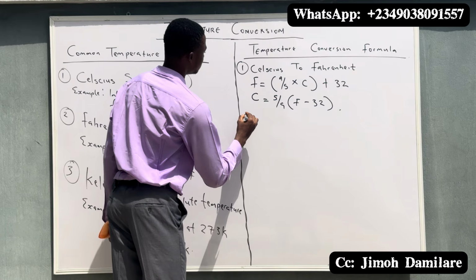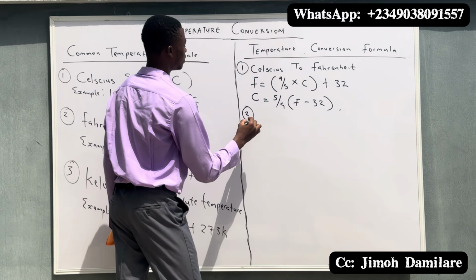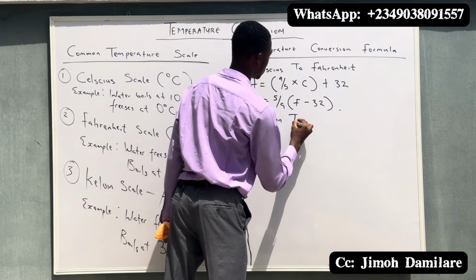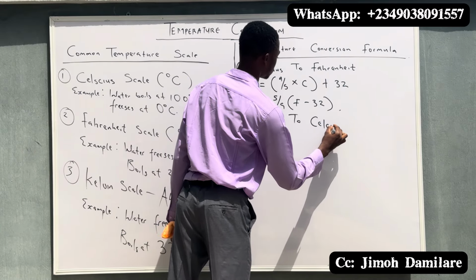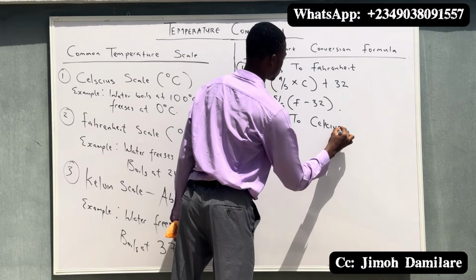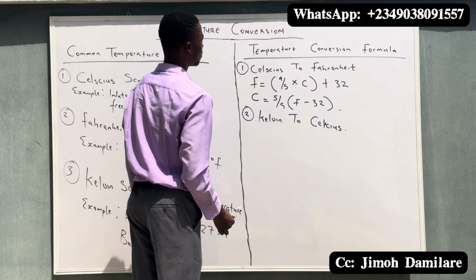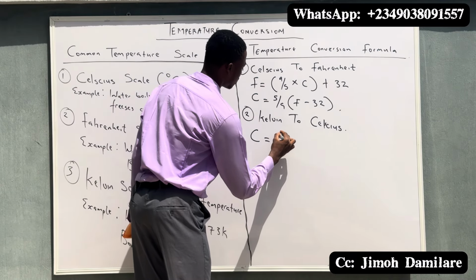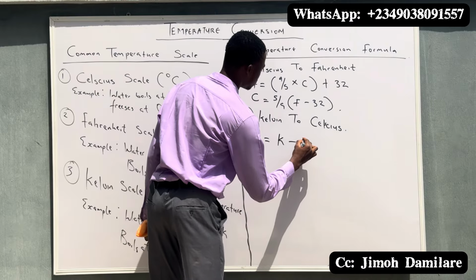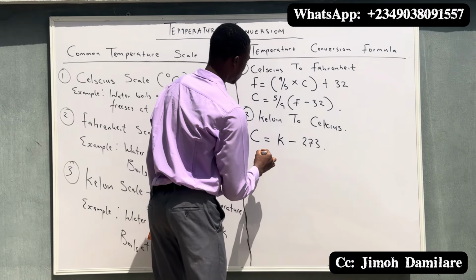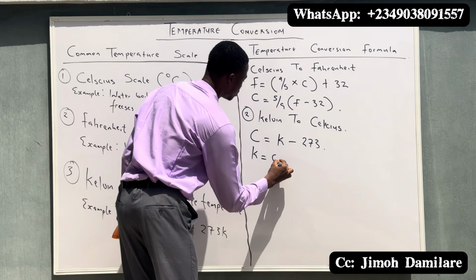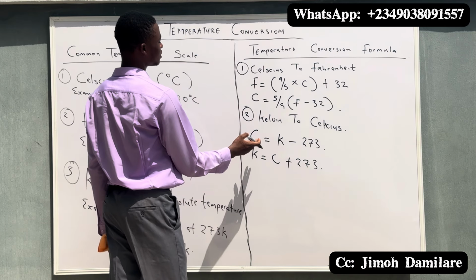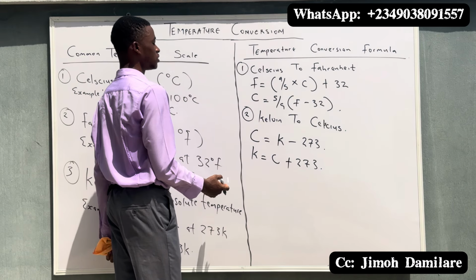And moving on, we have the second concept, which is Kelvin to Celsius. In order to calculate this, Celsius is equal to Kelvin minus 273, while Kelvin is equal to Celsius plus 273. So this is how you convert Celsius to Kelvin and Kelvin to Celsius.